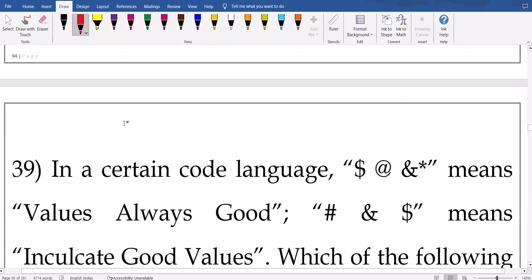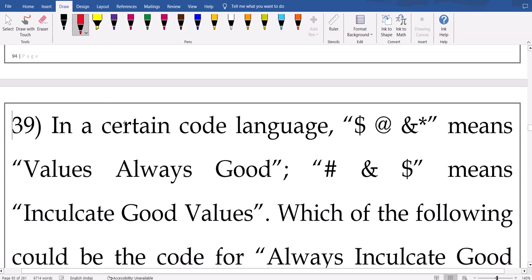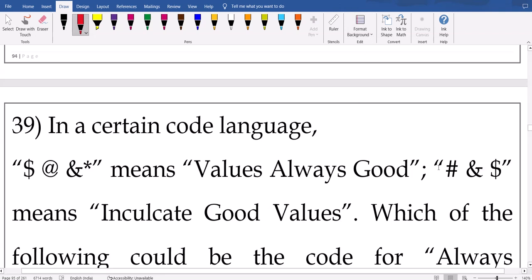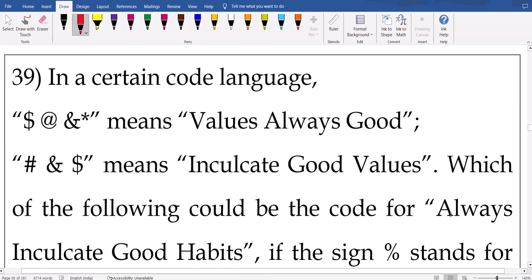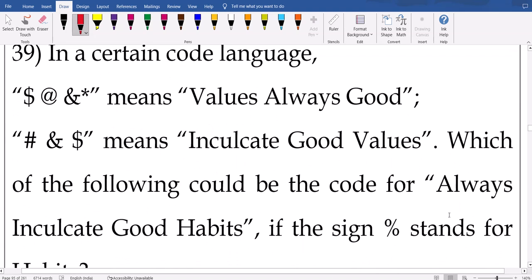Similarly, they can use symbols, numbers, symbols, or some other words. Here we have dollar, at the rate, star, hash, and dollar. Right, so for the first two, what is common? "Good" and values. See, I think the position also is okay here.